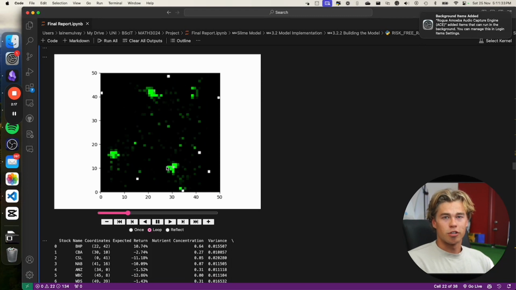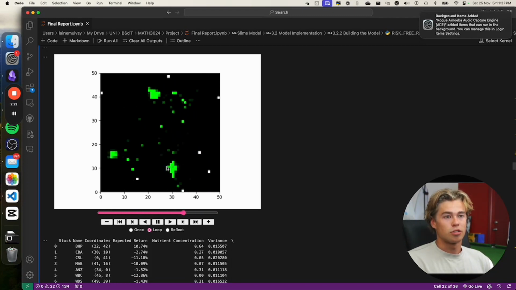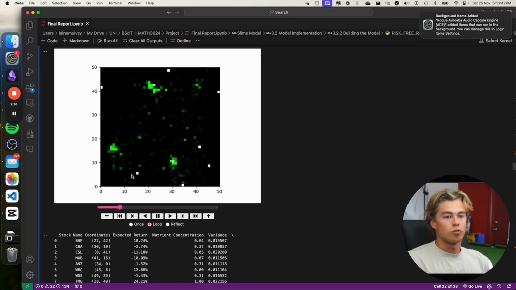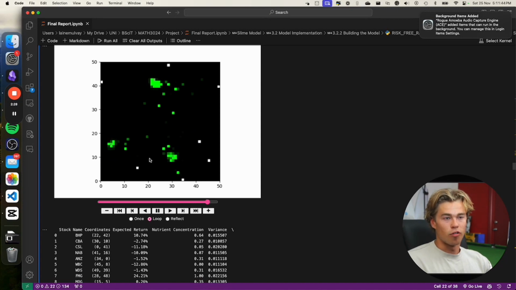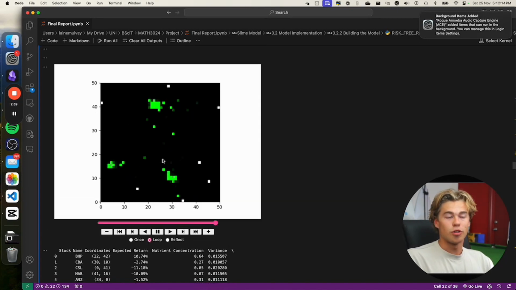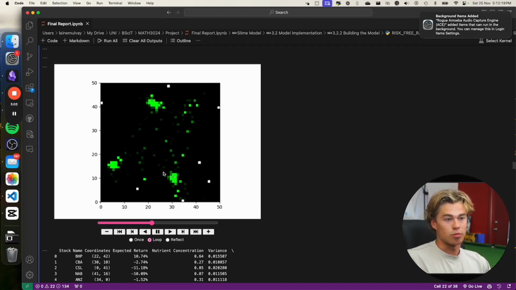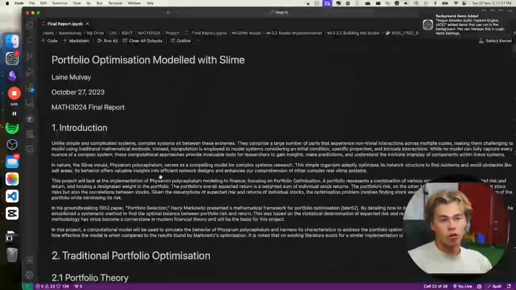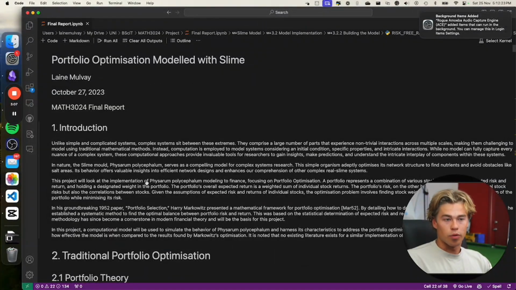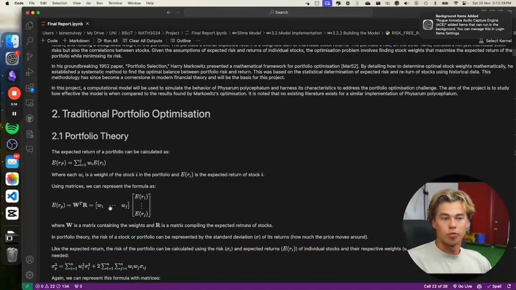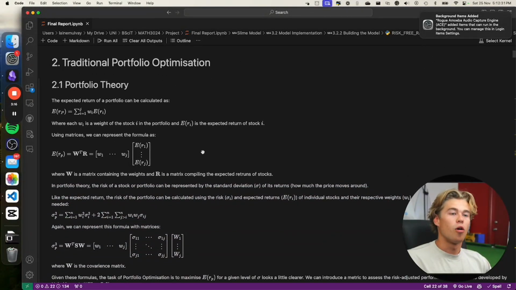The concentration of slime around specific stocks at the end of the simulation determines the weightings of those stocks in the portfolio, and we can measure the efficiency of a portfolio using the Sharpe Ratio, which I'll talk about in a bit. This Jupyter notebook can be found on my GitHub, which is in the description, but basically it's the whole assignment going through explaining the problem, the theory of optimization problem, and how I implement the problem with the slime model.